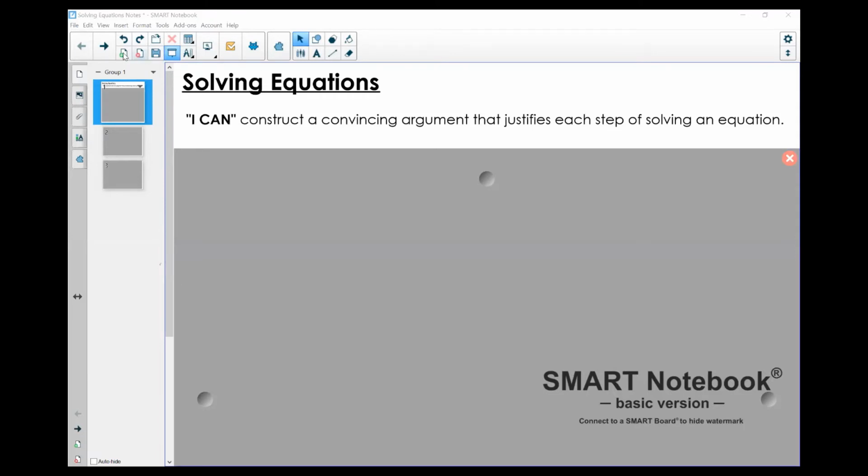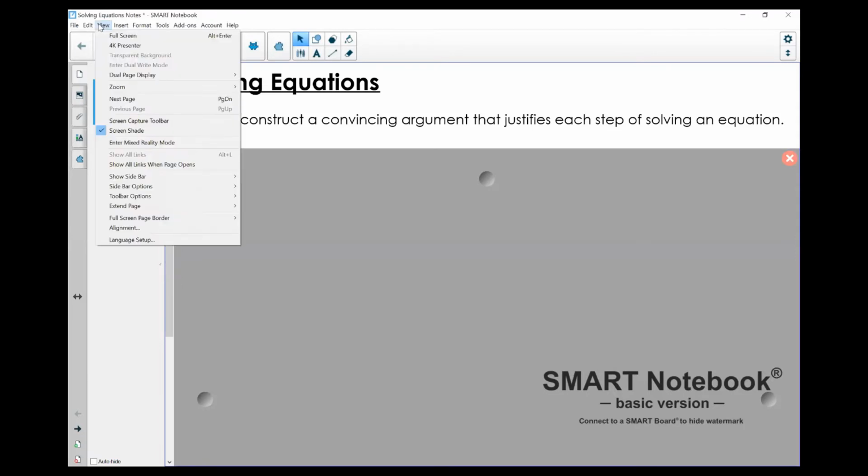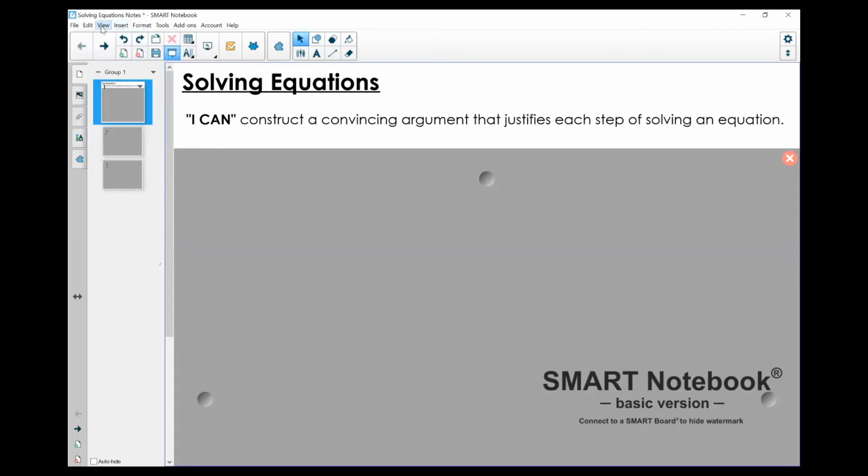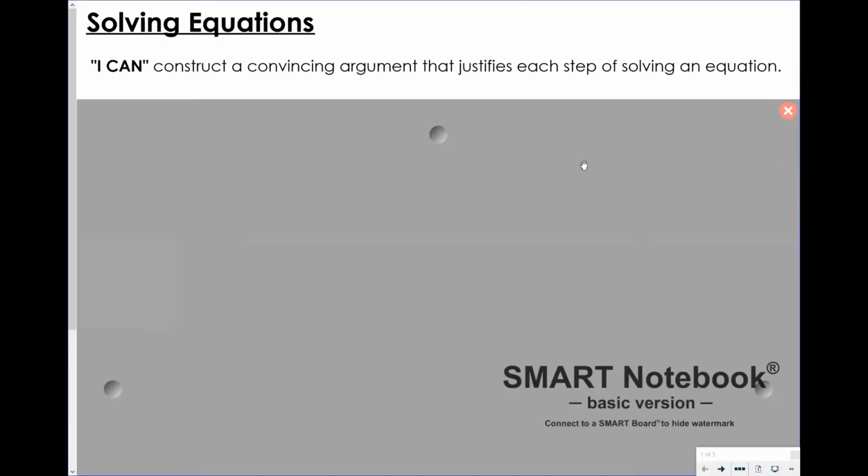And here we go. All right. And let me put this to full screen. Okay. Now, solving equations. So you have here our I can statement: I can construct a convincing argument that justifies each step of solving an equation. Okay, so let's dive right into it.